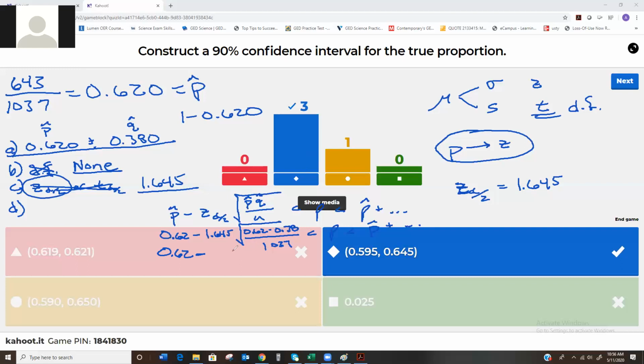So this comes out to be approximately 0.025. Again, I start on the inside because of the square root. So I do 0.62 times 0.38, divide it by 1037, hit equals. Then I do the square root of the answer, hit equals, and then I multiply that by 1.645. That way I just don't have to worry about whether I'm doing the order of operations right. I know it's doing the inside before the square root, and it's doing the square root of the whole thing. So then if I take this and go down 0.025 and up 0.025, I get this one.